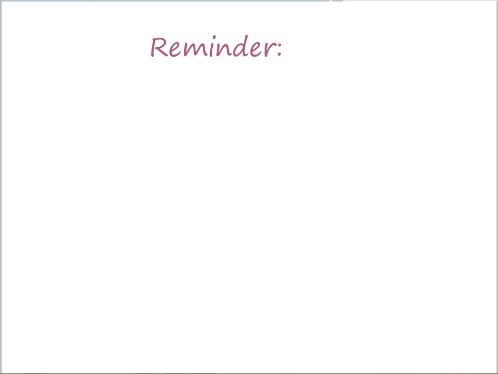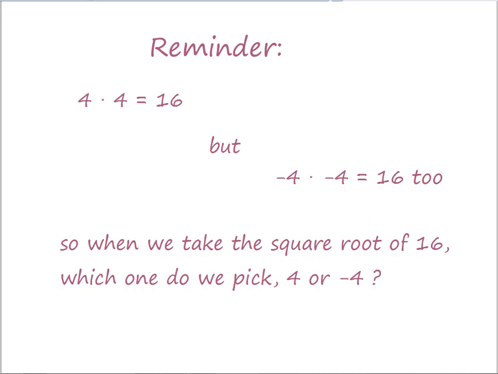A quick reminder about square roots. Remember, a square root is a number times itself that equals that perfect square. Well, 4 times 4 is 16, but today I need to remind you that negative 4 times negative 4 equals 16 too. So when I take the square root of 16, which one do I pick, 4 or negative 4? Because they both work, right? They're both a number times itself that's going to give me 16. Well, the answer today is both.